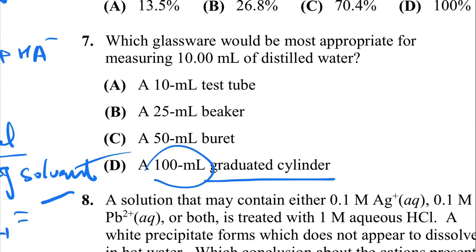So this is also why graduated cylinders are cheaper, right? It's about $10, $15, $20 each. Compared to the more precise glassware, this is much cheaper.